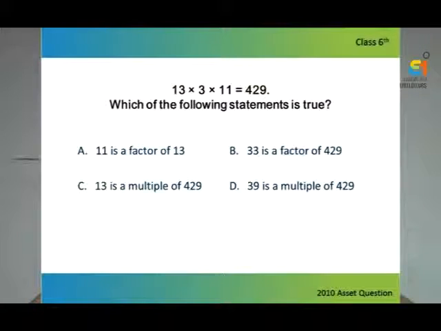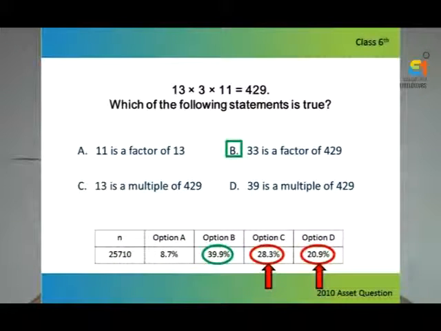The question is asking the students to identify the correct statement. Now we know that B is correct because 33 is a factor of 429. However, an alarming number of students have marked a smaller number like 13 and 39 as a multiple of the larger number 429. This clearly tells us that the students lack even a basic understanding of factors and multiples. Here, both option C and D are helping us catch this misconception.